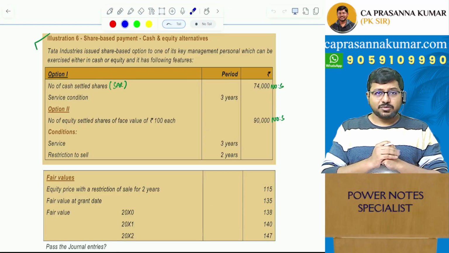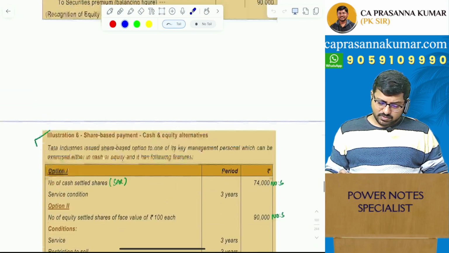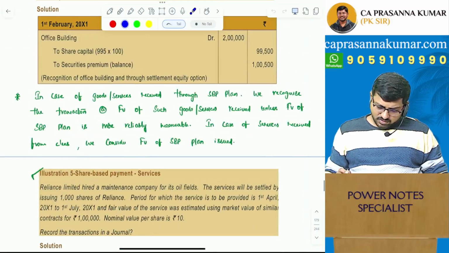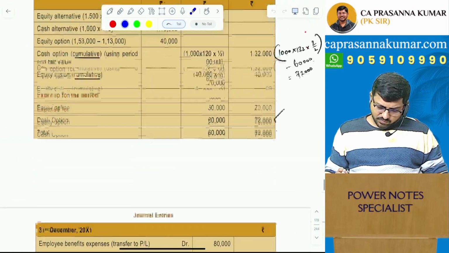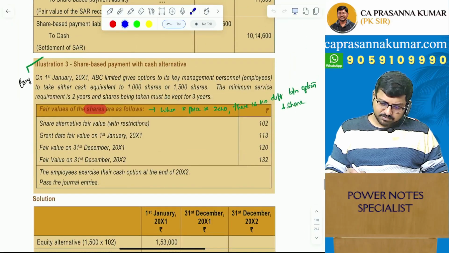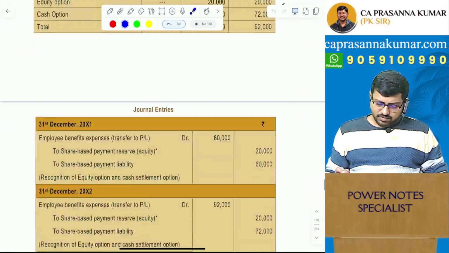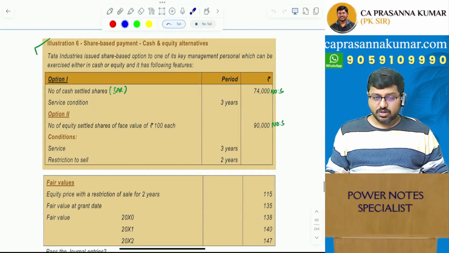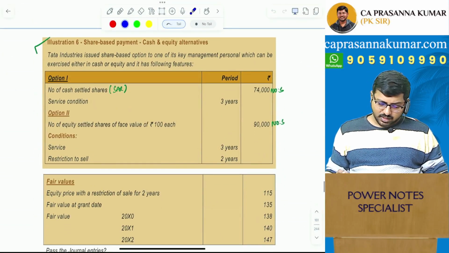This is also ESOPs with a cash alternative. Same concept. I think the earlier sum we have done was based on the same concept only, if I'm not wrong. Not this one. Here. Yeah. Third illustration we have done already with the same concept. So, it's pretty much the same sum, same kind of model. Okay. Right. Let's move on.